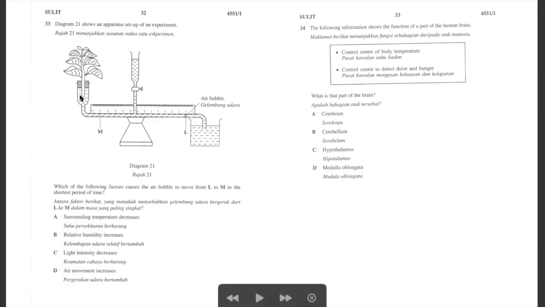So maksudnya bila berlaku transpiration, air ni kurang air, betul tak? So bila kurang air, akar kat sini dia akan absorb air. So bila dia absorb air, itu yang menyebabkan air bubble tu akan bergerak. So macam mana kita nak meningkatkan transpiration? Kita increase the air movement. Sebagai contoh, kipas nombor 1 awak naikkan kepada kipas nombor 3. Mestilah berangin-angin kan? Bila berangin-angin, angin itulah akan menyebabkan more water will be lost through evaporation. Boleh faham?